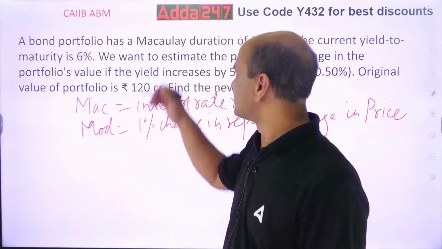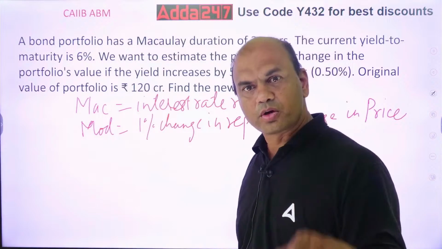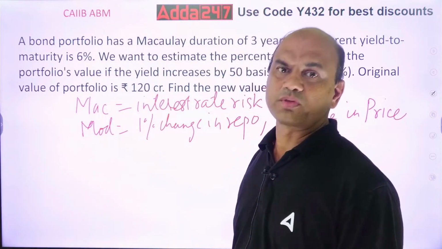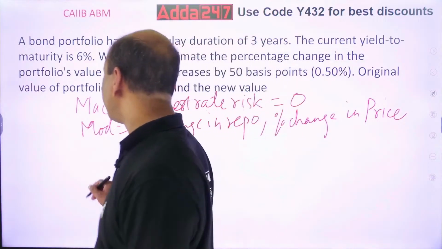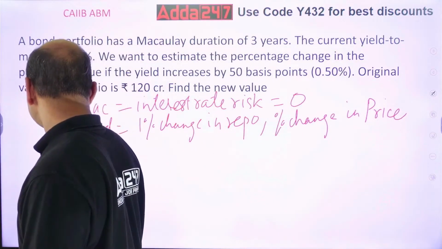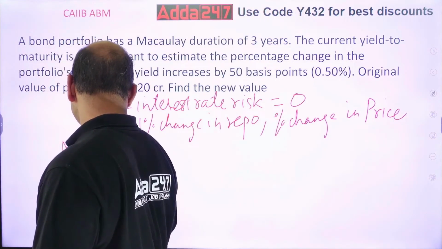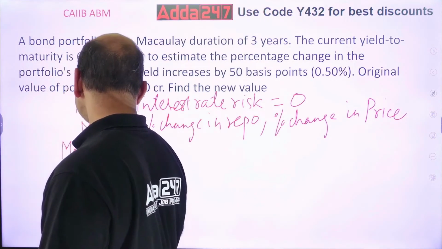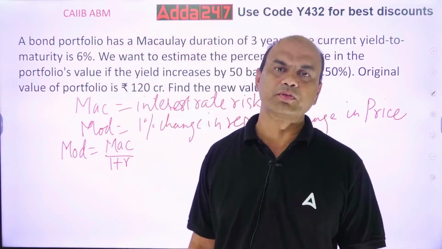So in this case now, Macaulay is already given to you. First you have to find out the modified duration. What is the formula for modified duration? Modified duration equals Macaulay duration upon 1 plus R. MAC upon 1 plus R.